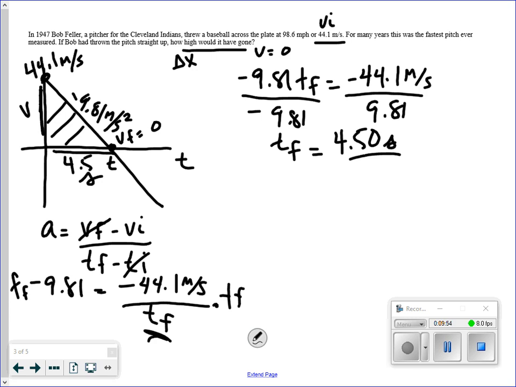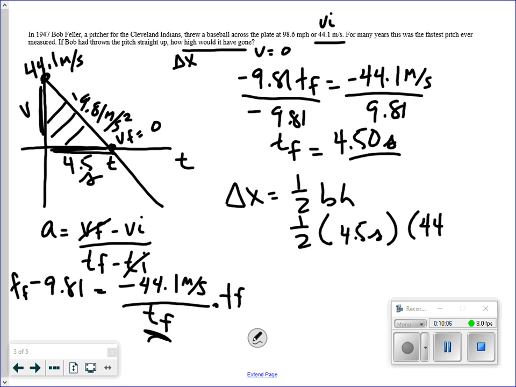We should be able to do the area of that triangle, and we will know how high the ball goes. All right, so delta x equals 1/2 base times height. 1/2 the base is 4.5 seconds. The height is 44.1 meters per second. And then when I do the algebra, I get 99.1 meters, give or take.